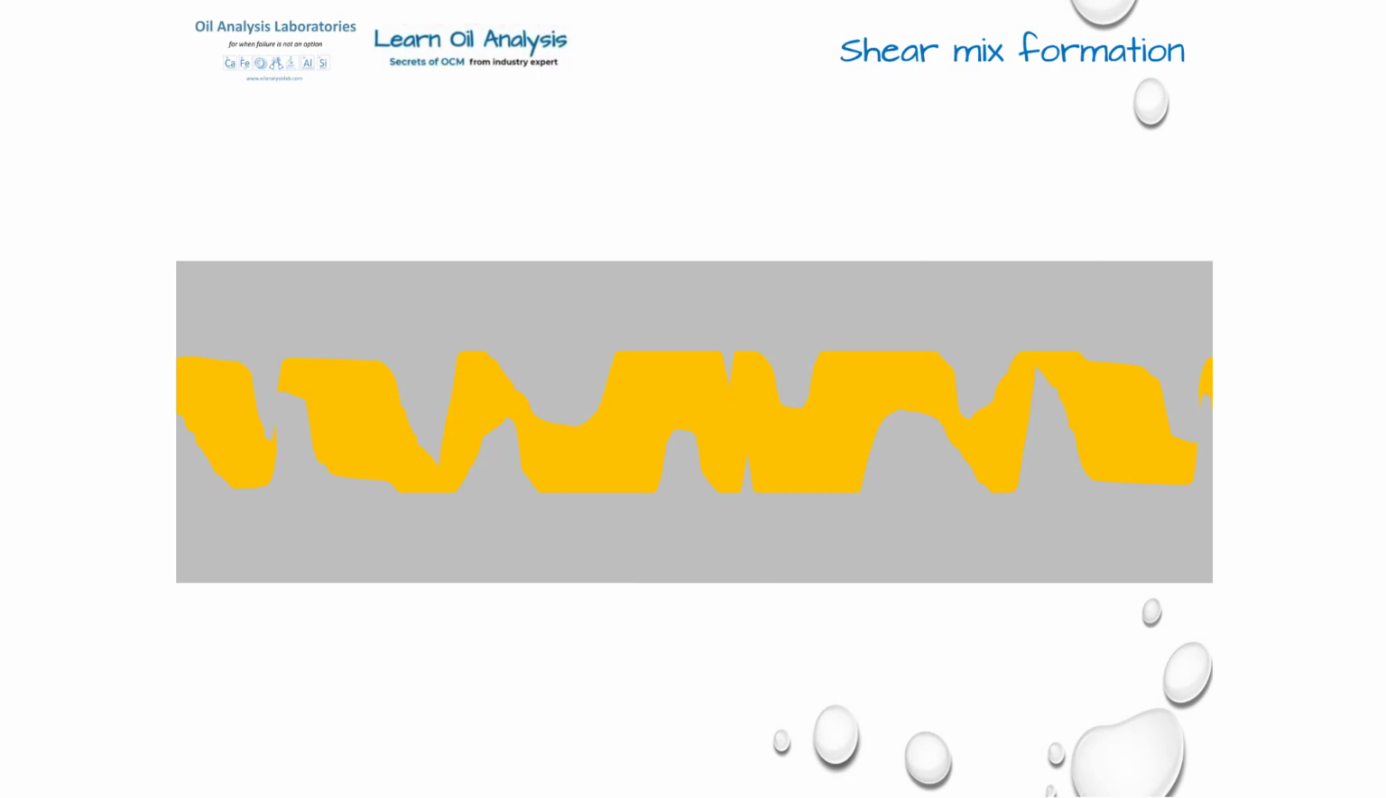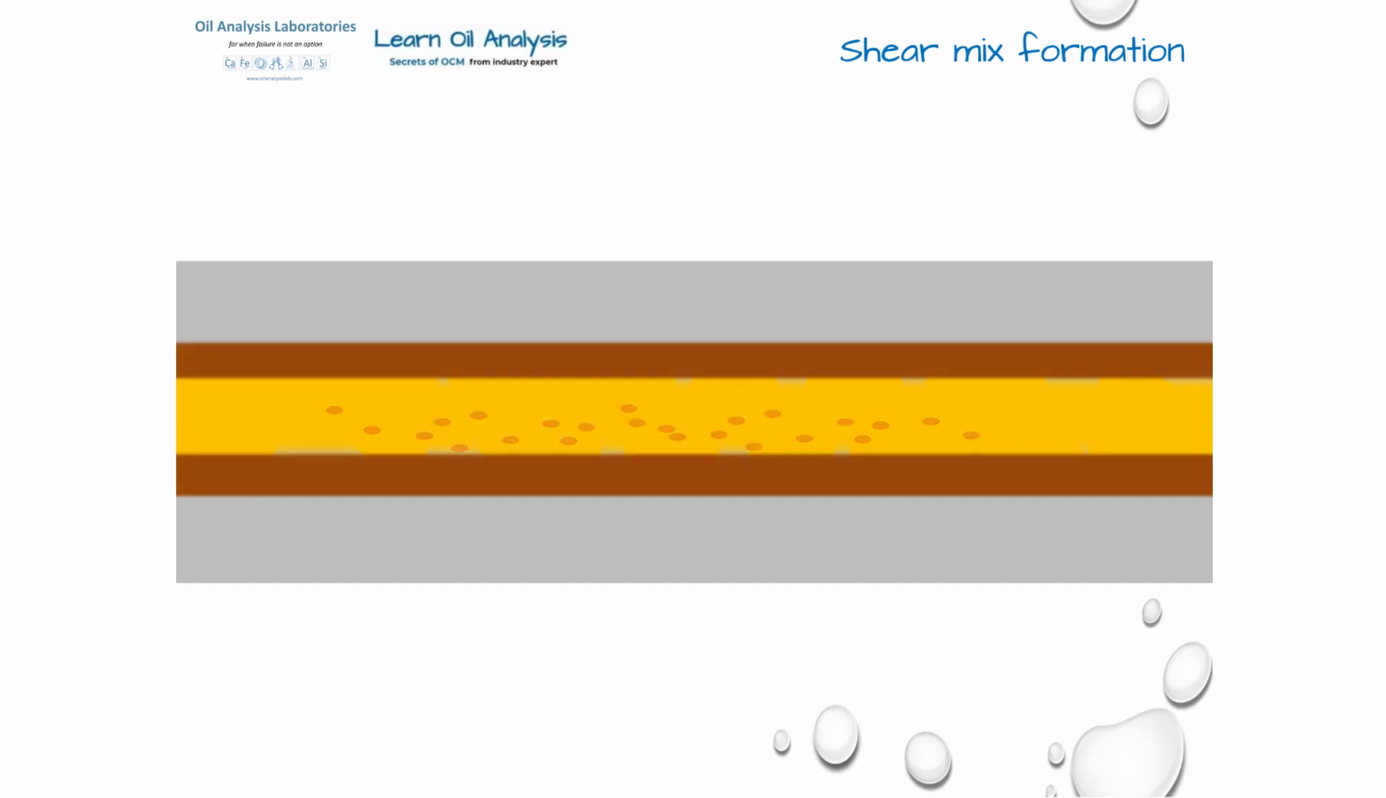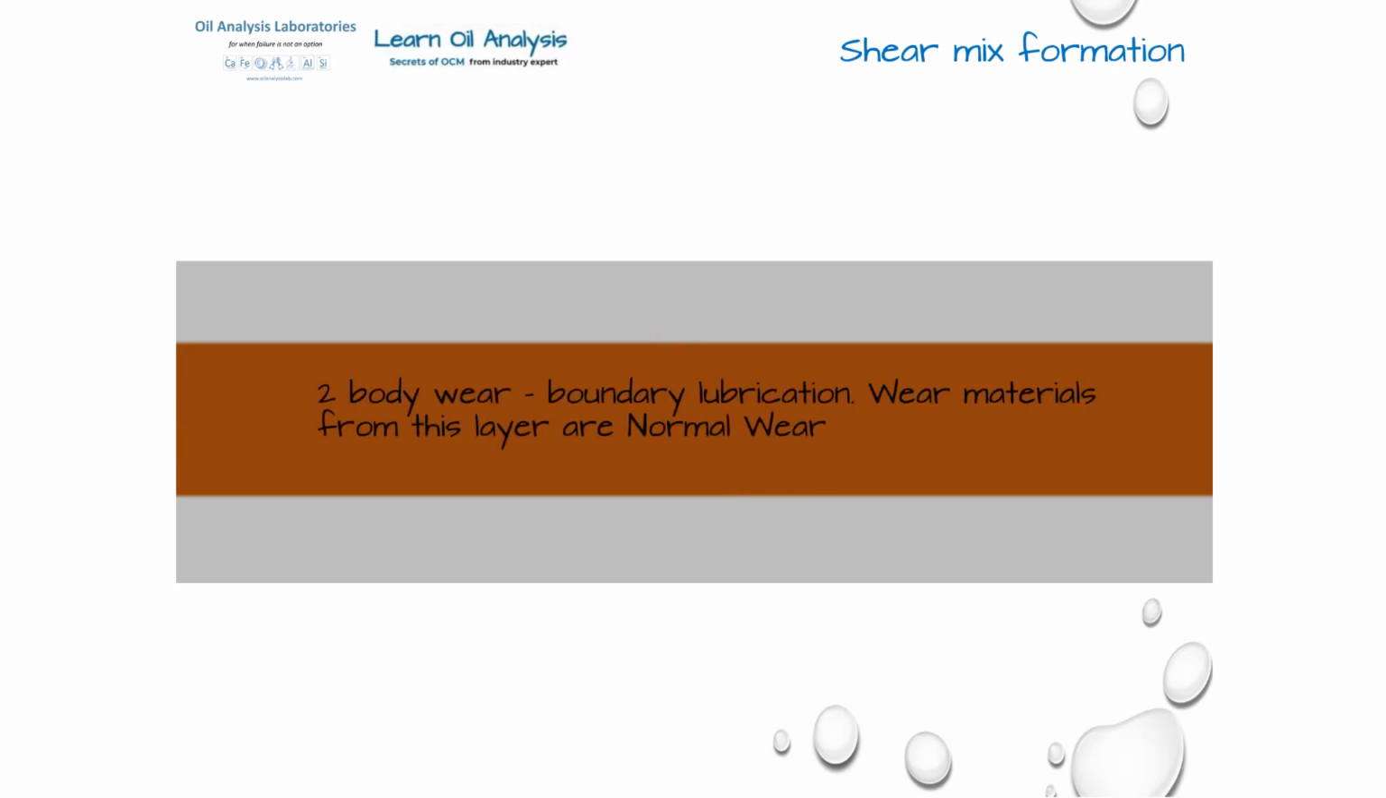When you get a new component, the surfaces, although they look smooth, are not perfectly smooth, and at the microscopic level look like a mountain range. These peaks during the early life of a machine, called the running in phase, get bent and broken off. The exposed surfaces react with lubricant anti-wear additives to produce a protective layer called the shear mix layer. This layer is the final layer of protection when the oil film is overwhelmed, called boundary lubrication.